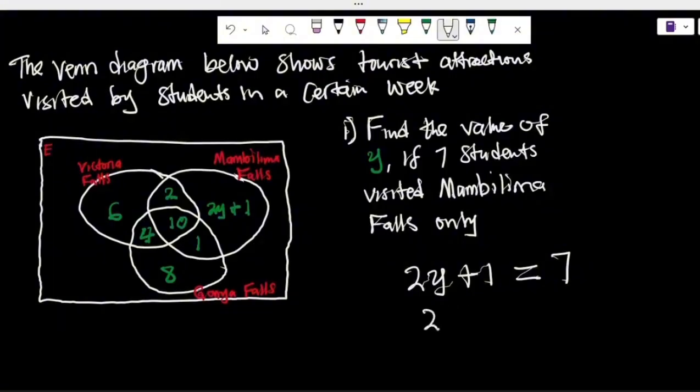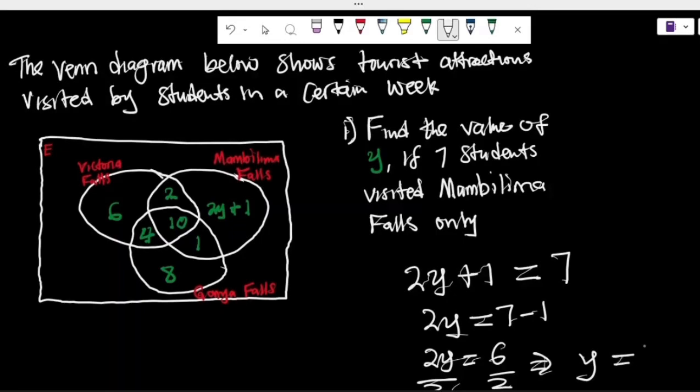So this is going to be 2y is equal to 7 minus 1. So 2y is going to be equal to 6. So divide by 2 over 2. And therefore, the value of y is going to be 3. So this is the value of y.